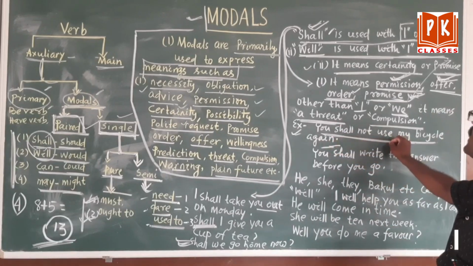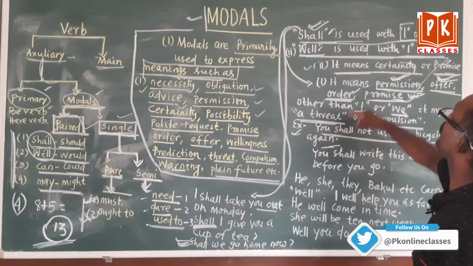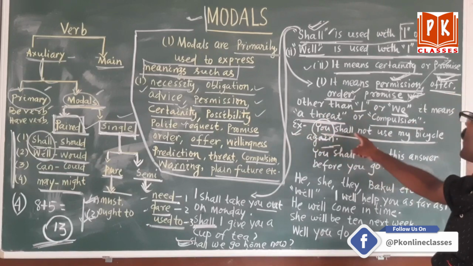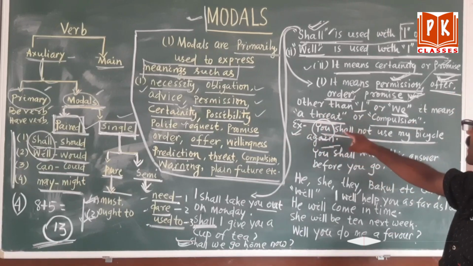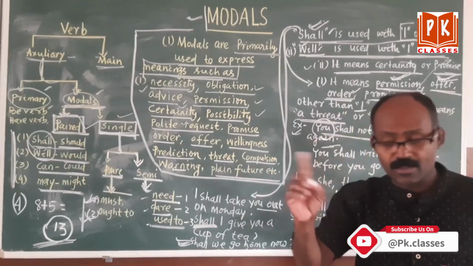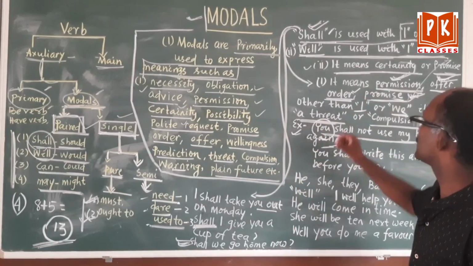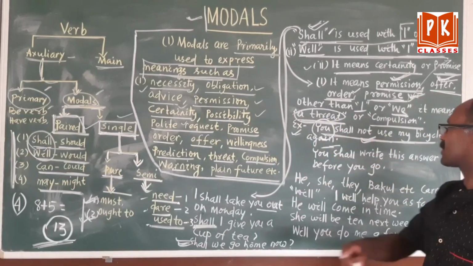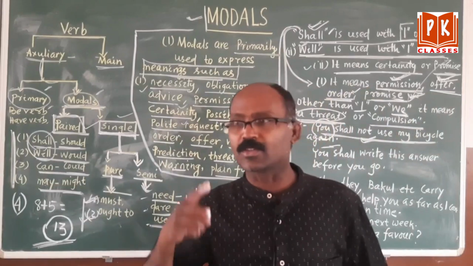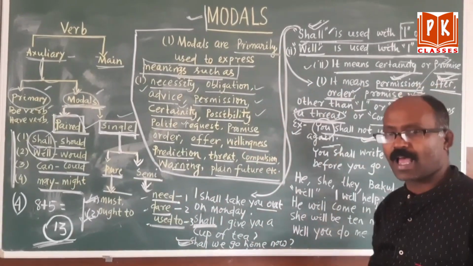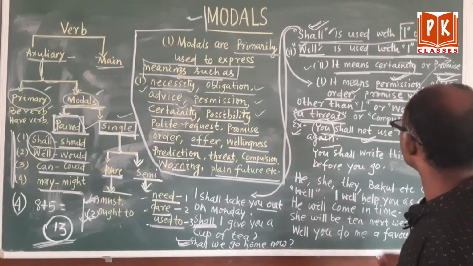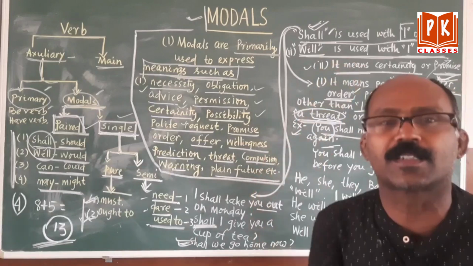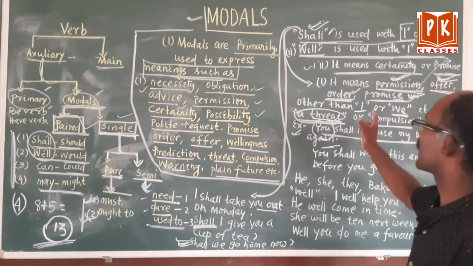bicycle again. You shall not use my bicycle again. That means what you are telling it. And shall, I have already told you, is used with I and we. Other than I and we, you are using you. So, what does the meaning become? You shall not use my bicycle again. That means you are threatening. It is a threat. You shall write this answer before you go. The teacher is telling, you shall write this answer before you leave the class. That means it is a threat or compulsion. That means it is compulsory for you to do it. Isn't it? Other than I or we.